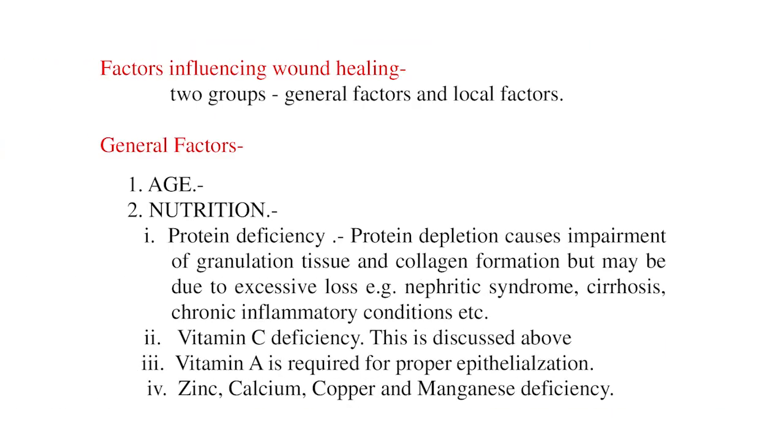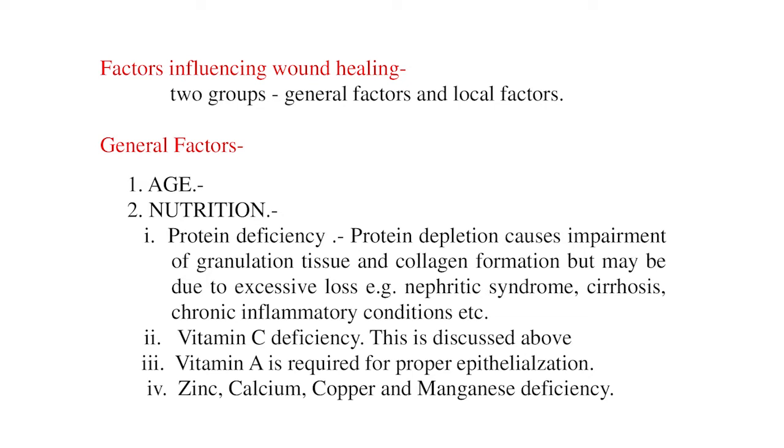Now the factors influencing the wound healing. The various factors which influence wound healing can be divided into two groups, majorly general factors and local factors. First are the general factors, which include age, nutrition, hormones, cytotoxic drugs, and radiation. First, the age. Wound healing is fast in the young, but it is normal in old age unless associated with debilitating diseases, ischemia, or diabetes, etc.